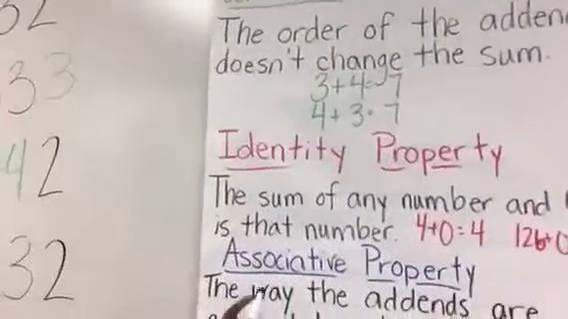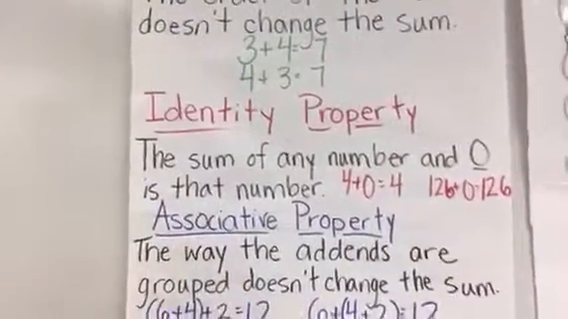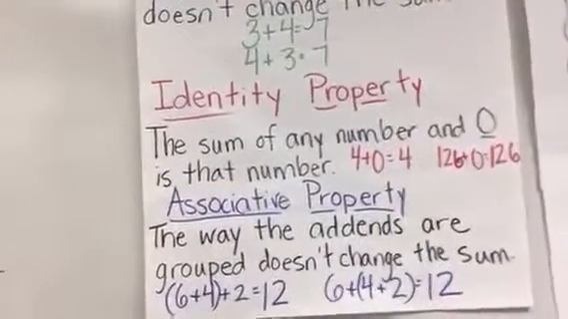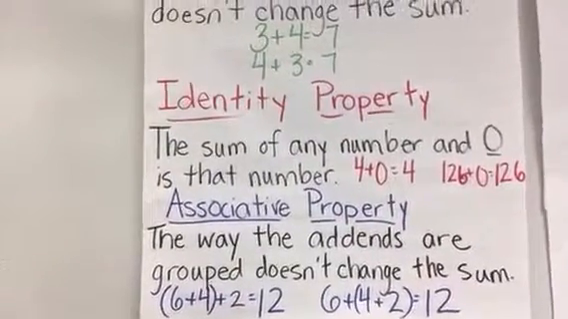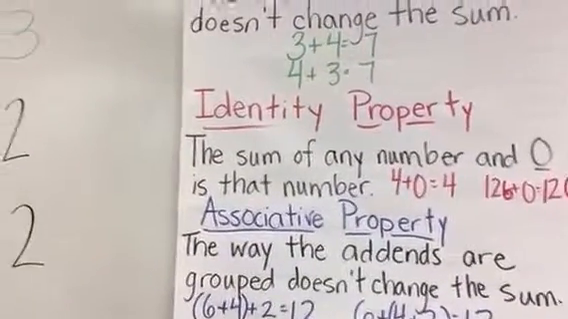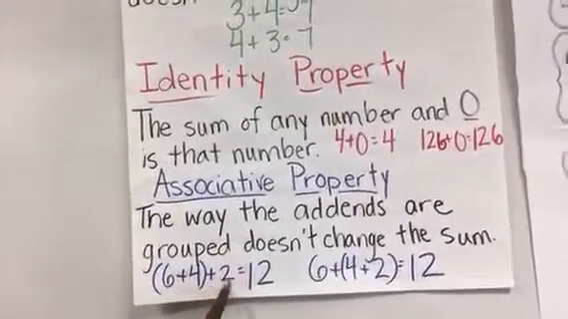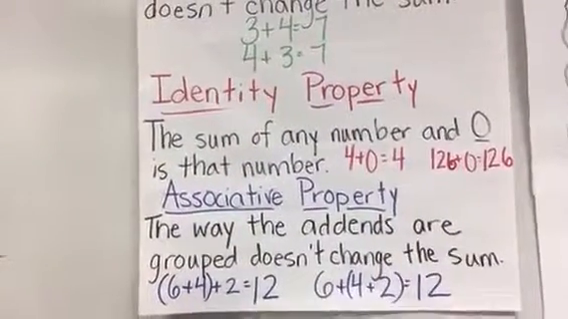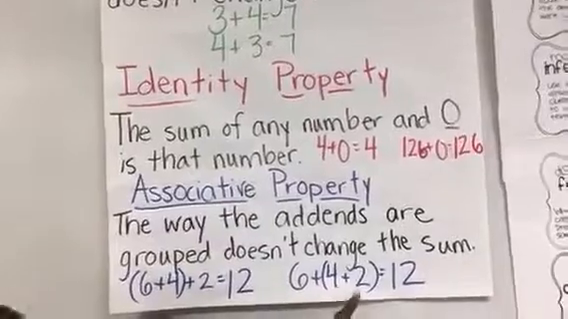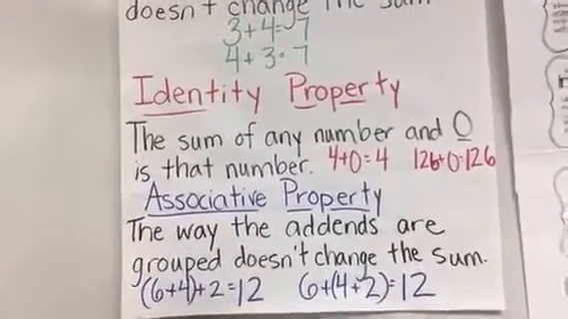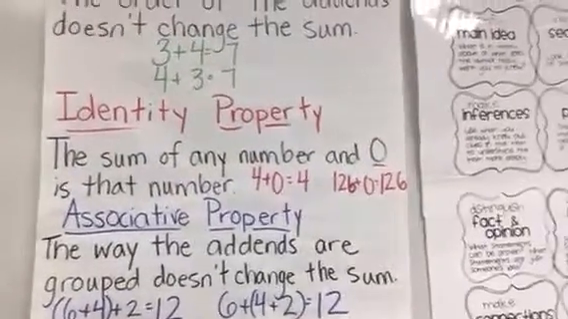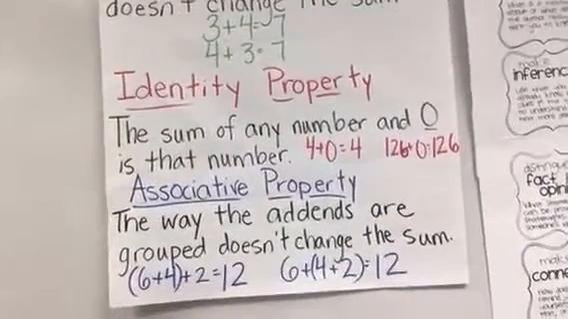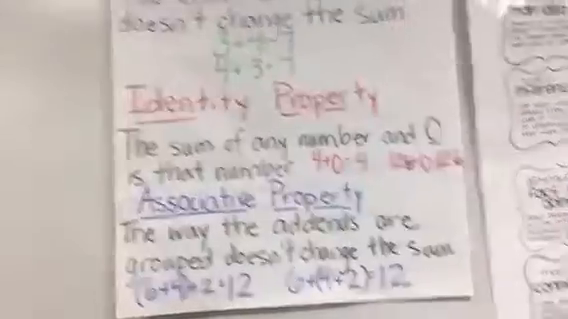Also, the associative property, this one's just a tad harder, but this one says that the way that the addends are grouped does not change the sum. So if I've got a 6, a 4, and a 2, and I'm adding them all together, I can group the 6 and the 4 on this side. I can group the 4 and the 2 on that side. Does not matter. It gives me the same thing.